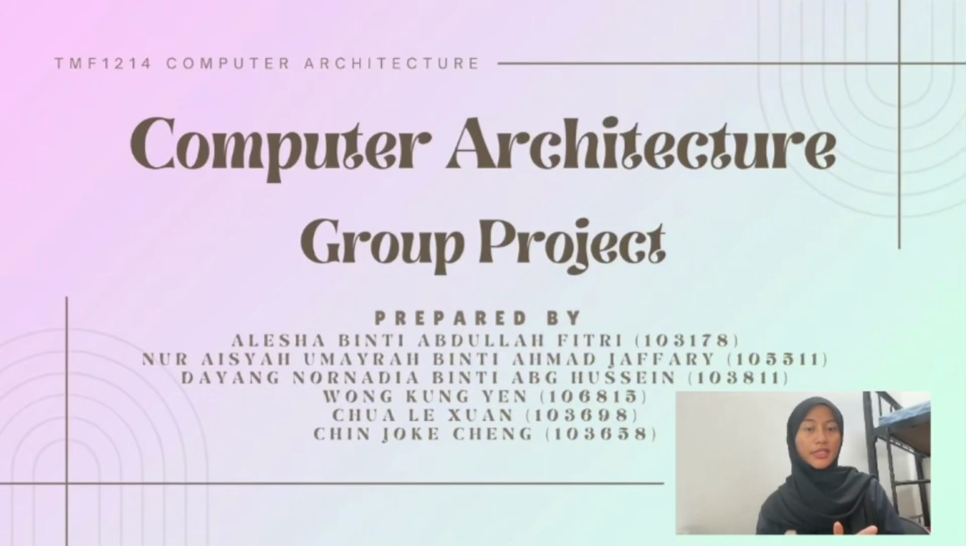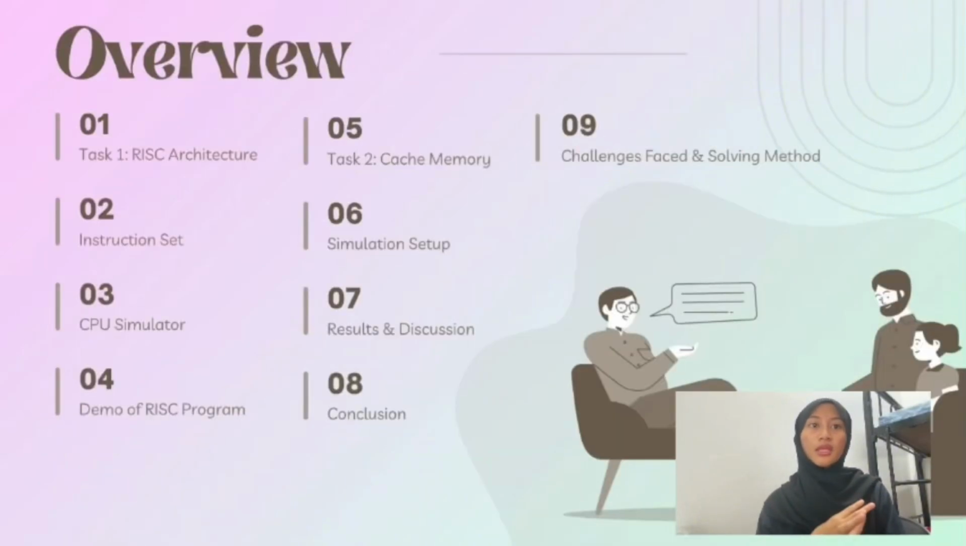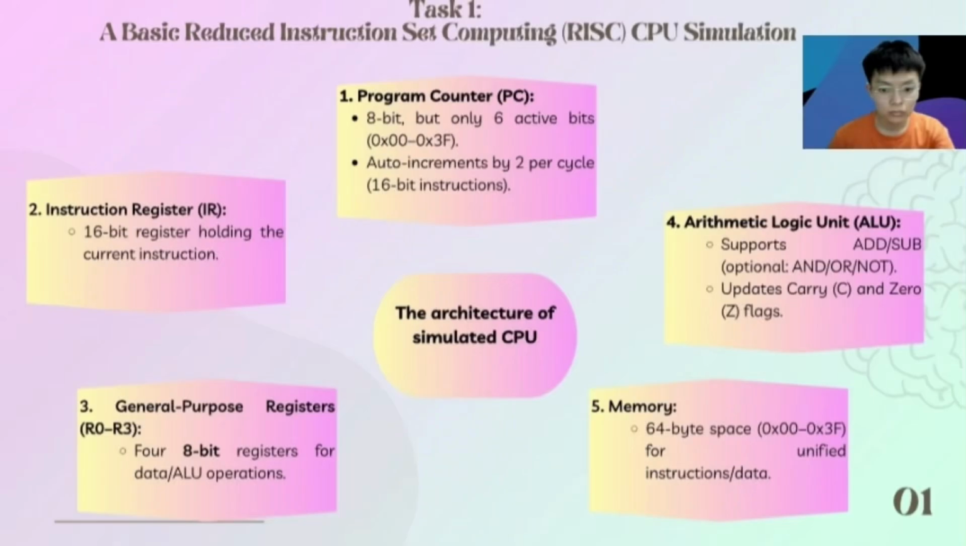For your information, each of us contributed to different sections of the project, including research, simulation coding, and result analysis. So for the overview, we have two different tasks. Task one is RISC architecture and the second one is cache memory.